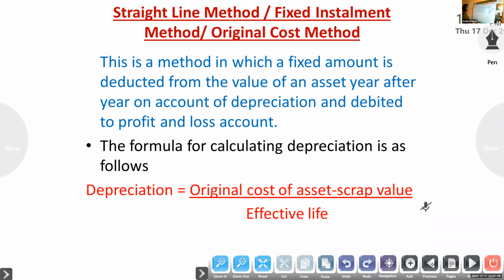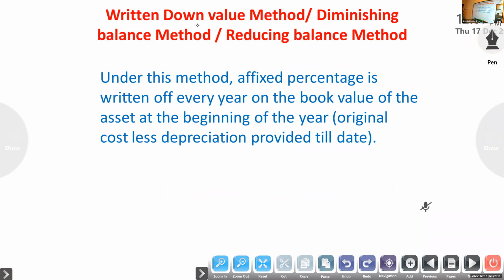Okay, last, the written down value method, or diminishing balance method, or reducing balance method. Under this method, a fixed percentage is written off every year on the book value of the asset at the beginning of the year. It is the written down value method, diminishing balance method, or reducing balance method.